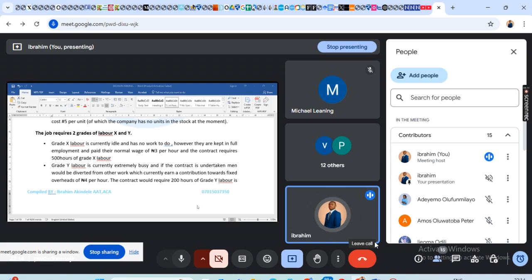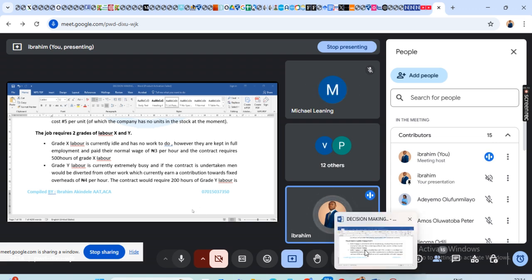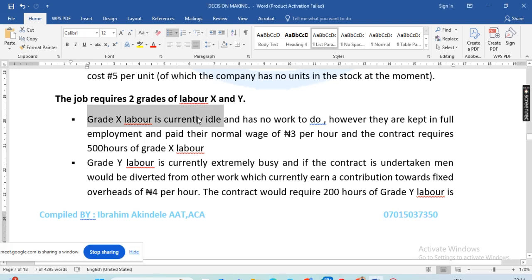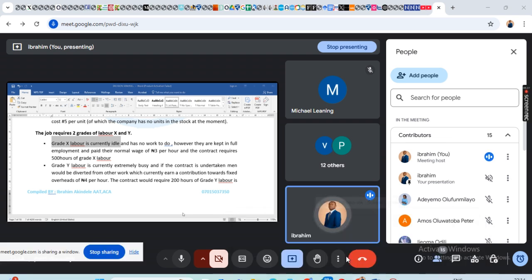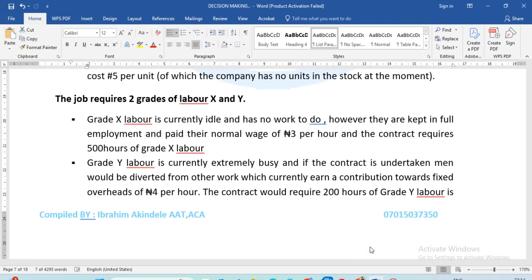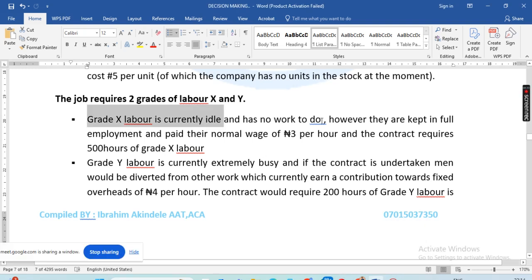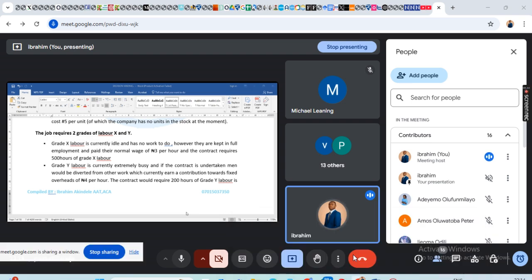We'll get there. Now look at this. A labor is idle. What is the rule of relevant cost? Relevant cost is telling you that when labor is idle, you are not working, or you have a spare capacity, the relevant cost is zero, right? And has no work to do. You don't have anything to do. However, they are kept in full employment. Of course, they pay them money. See, I love throughput accounting.